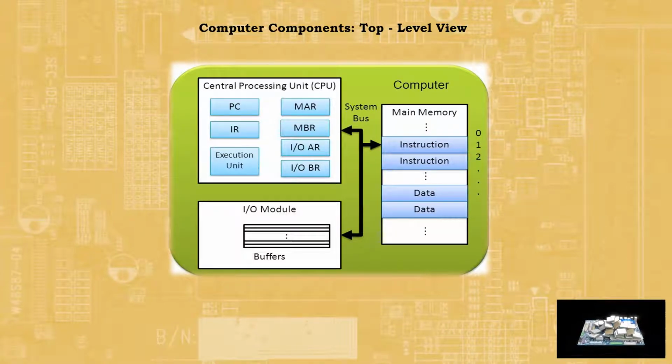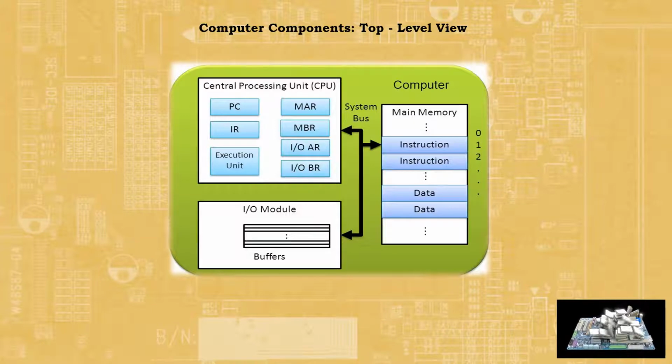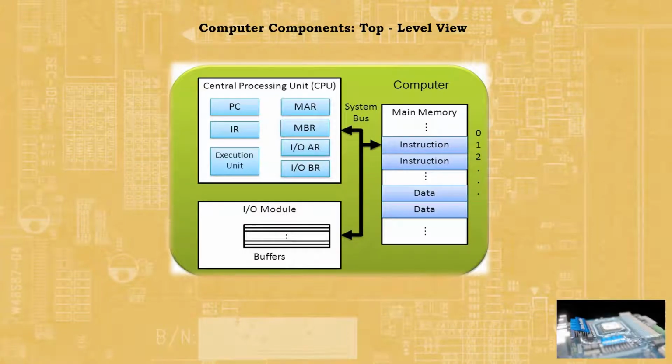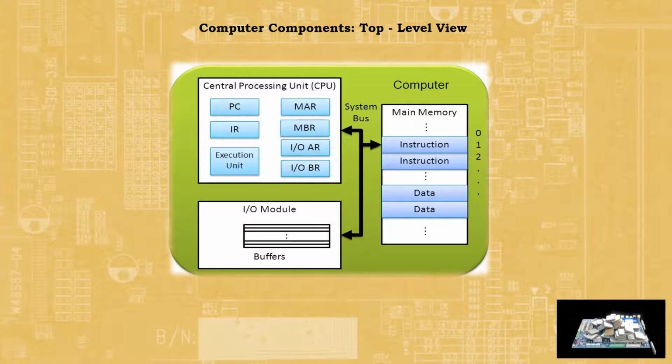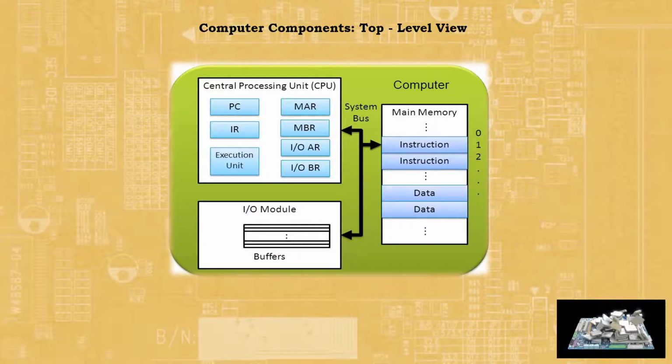IOAR, that is input-output address register, specifies a particular input-output device. Input-output BR, that is input-output buffer register, is used to exchange data between the input-output module and the CPU. PC stands for program counter. It holds the address of the next instruction to be executed. IR is the instruction register. It has the instruction to be executed.